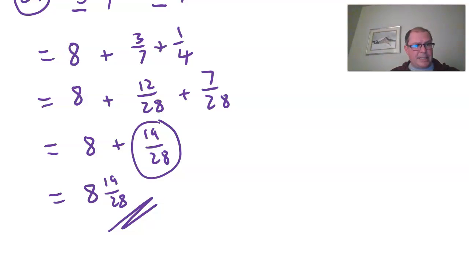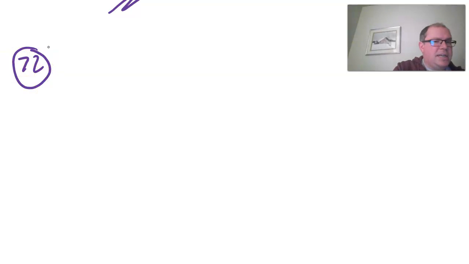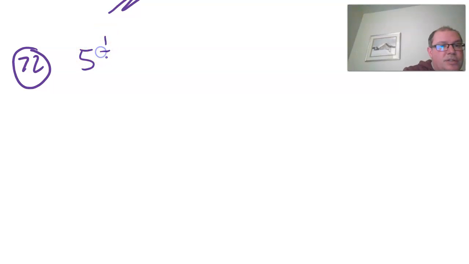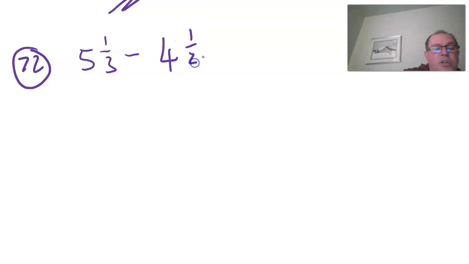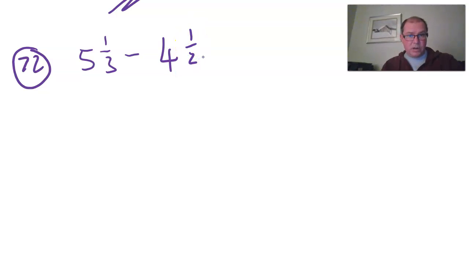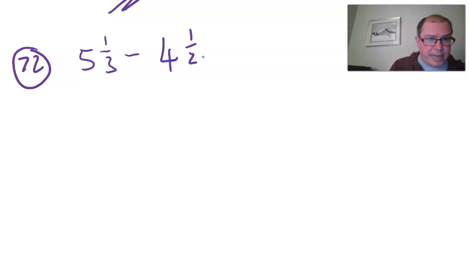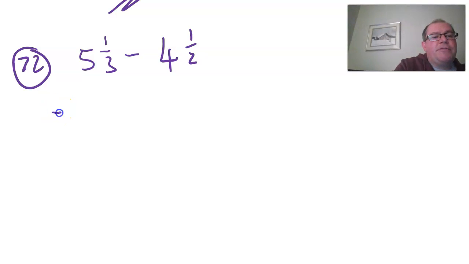And we're going to go on to our last example, which says number 72. So this time I'm going to pick 5 1/3 minus 4 1/2. So pause the video, try it on your own, see how you get on, and then I'll go through it. Okay, I'm going to go through it now. So I'm going to do it the way of writing it all as improper fractions, because I think it's safer with subtraction. But if you want to do it the other way, you can, that's fine. And hopefully you get the same answer.